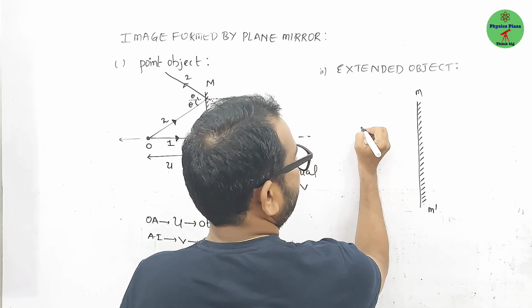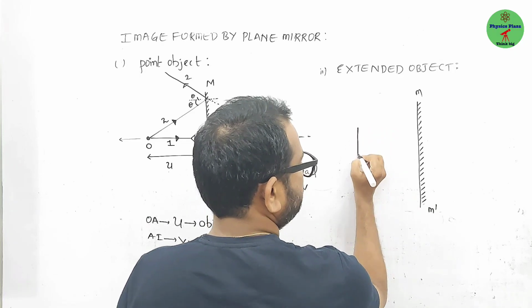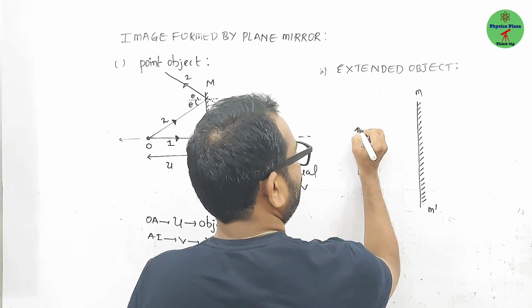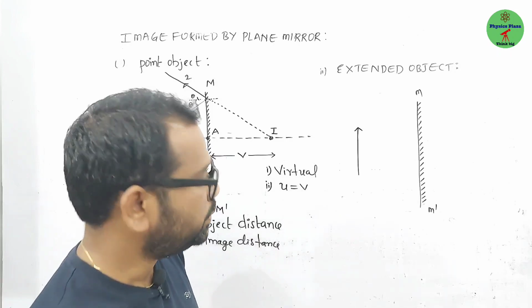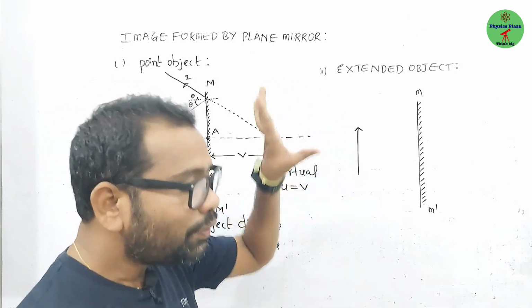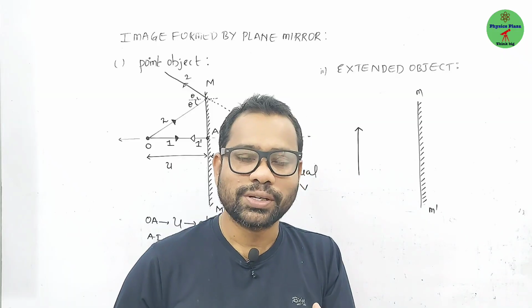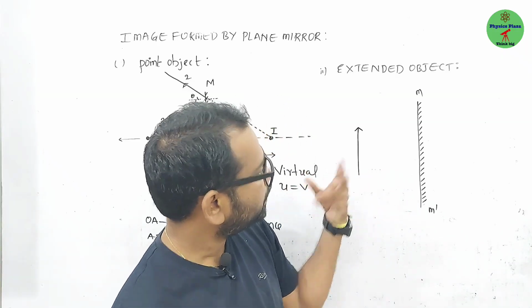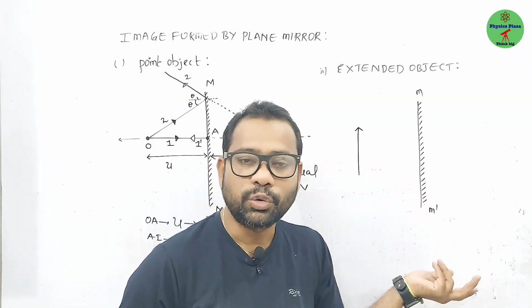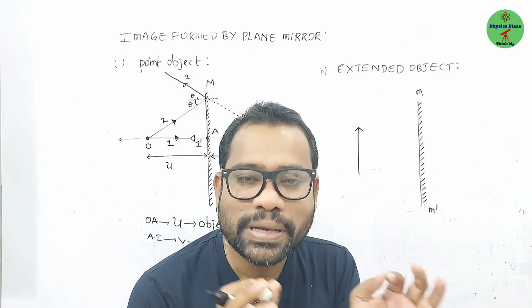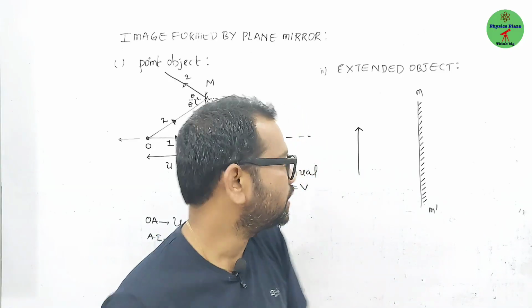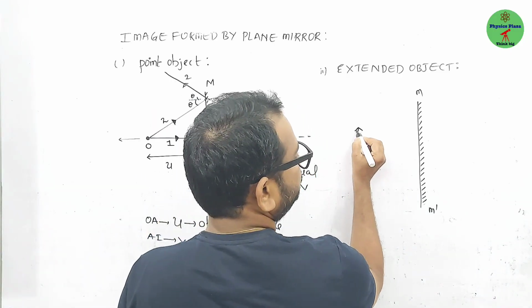Now in front of this I placed one object. Extended object means a bigger object I placed. Now let me tell you, dear children, just follow my instructions, the method how I am going to do it, then you also will get the best ray diagram. Fine. Now this is a head.